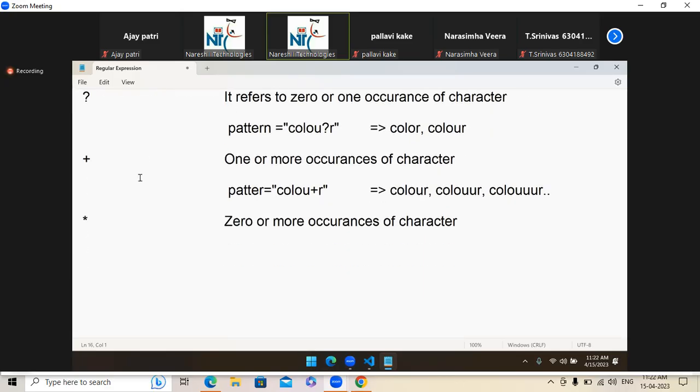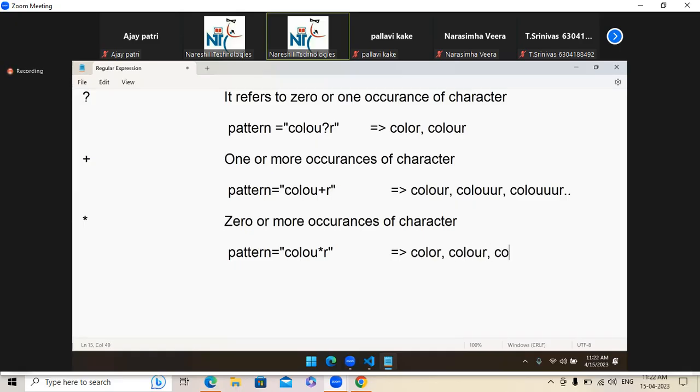Now, what does the asterisk refer to? So the pattern COLOU asterisk R. We have color, COLOUR like this. You can have any. That means it can be zero occurrence or it can be one occurrence. So these three characters, yesterday we tested them. We saw how they work.